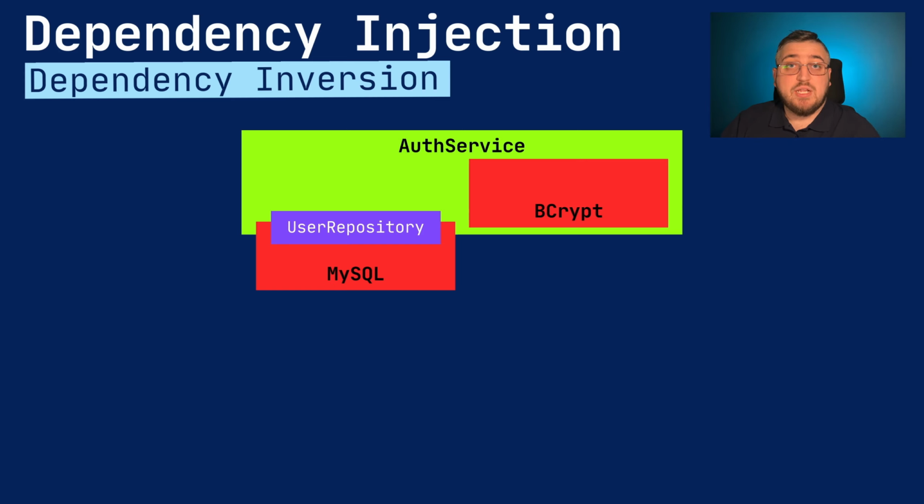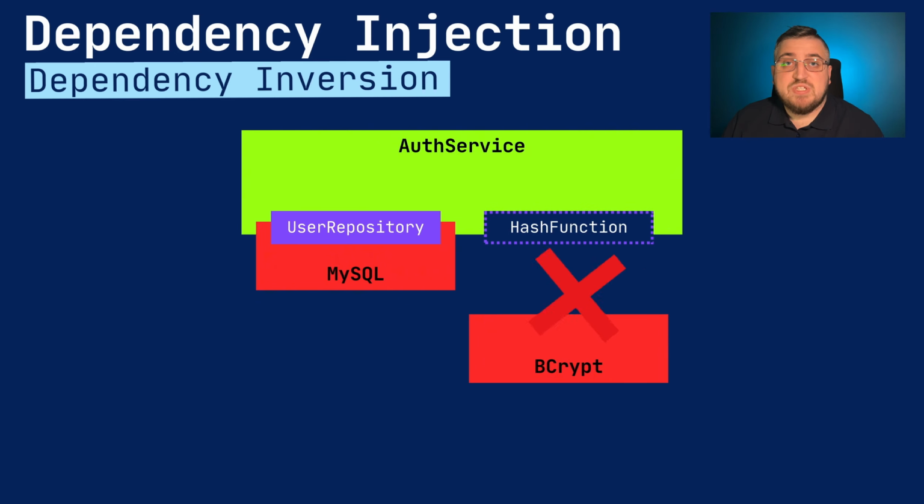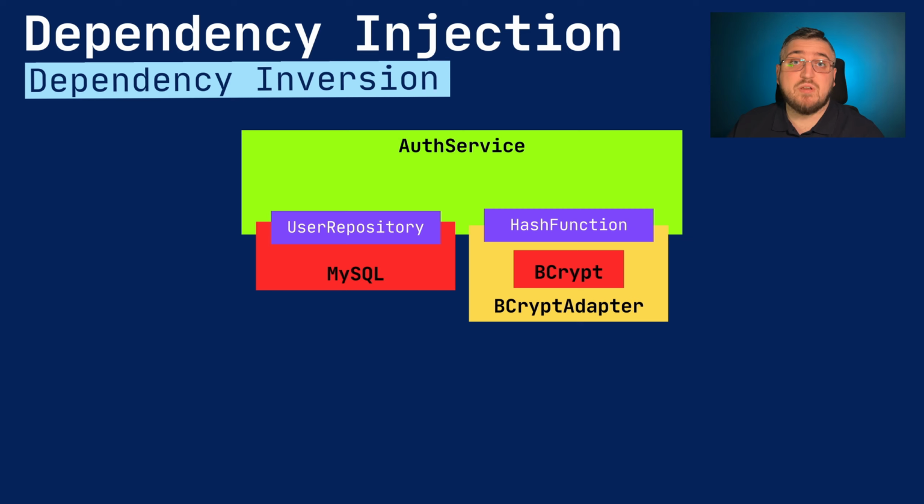Now we want to do the same thing for our bcrypt module. Instead of relying directly on it, we would like to define an interface called hash function. But sadly, we cannot do this because bcrypt is not part of our source code. So basically our interfaces are not compatible. If only there was a design pattern that addresses this issue. Right, there is: the adapter pattern. The adapter pattern will wrap the bcrypt module directly inside and implement our hash function interface, making all the necessary changes to make our interfaces compatible.